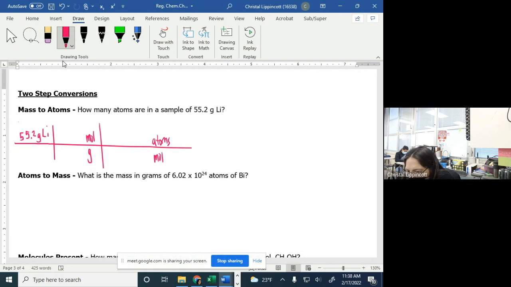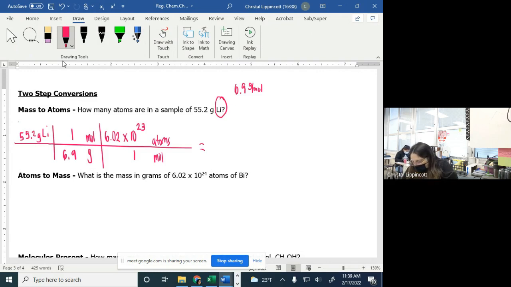Go back and grab my values. When I want grams for a conversion factor, where do I get those from? What tool do I use? Periodic table. So I'm going to look up lithium on the periodic table, and it's 6.9 grams per mole. The 6.9 goes with the grams, so that's going to go down here, and that's in every 1 mole. Then I'm going to go moles to atoms, and moles to anything is 1 to 6.02 times 10 to the 23rd.